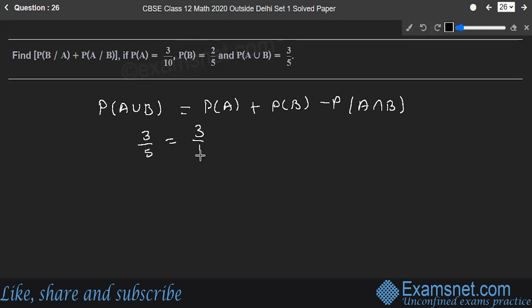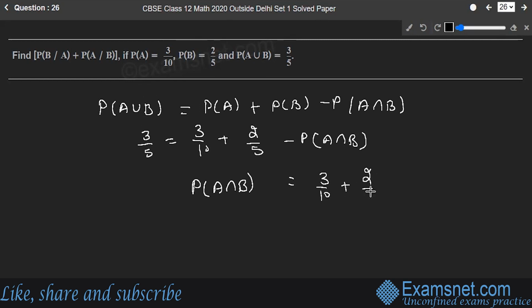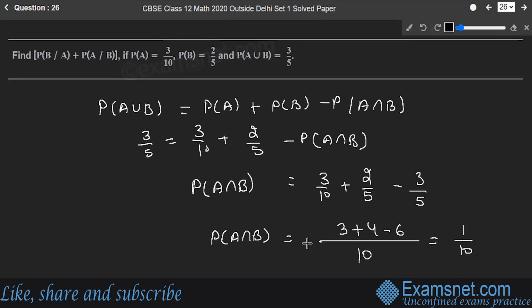This is equal to 3 by 10 plus 2 by 5 minus P(A intersection B), or P(A intersection B) is equal to 3 upon 10 plus 2 upon 5 minus 3 upon 5. I'll take the LCM. So this will be 3 plus 4 minus 6, which will be equal to 1 upon 10. This is the probability of both the events to happen.